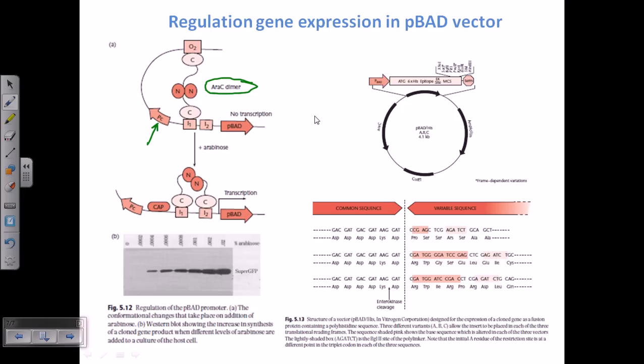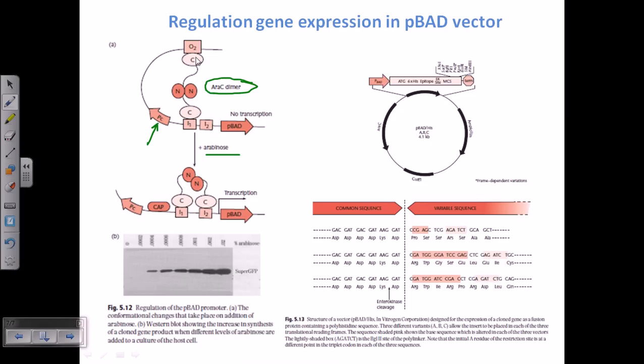Okay, so this is the particular thing, and now what will happen when we add arabinose? This thing happens in the absence of arabinose, but when we add arabinose, it dramatically forces this dimer of AraC to be modified. So the conformation of the AraC dimer is changed in such a way that it was previously bound to I1 and O2, and now it is binding to I1 and I2 instead of I1 and O2.